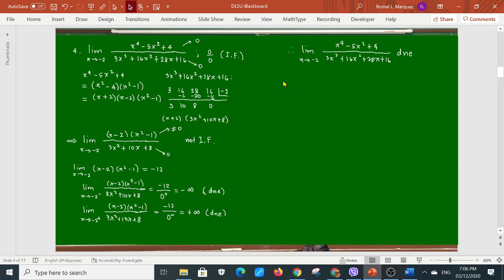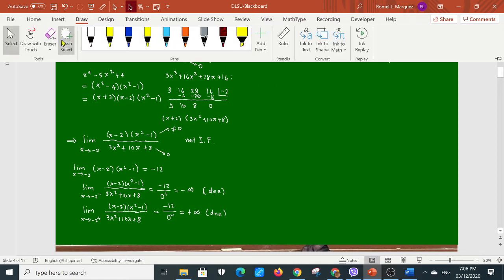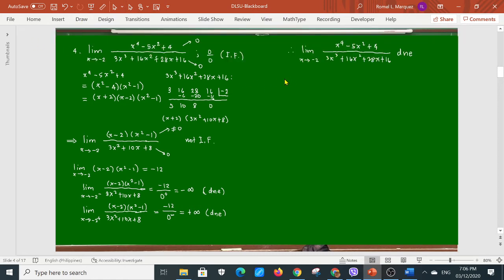Number 5 now. So finding limit is not that easy to write, no? It is easy to evaluate, but not easy to write the procedures. Because if you have wrong procedures along the way, I will not be giving you perfect score.